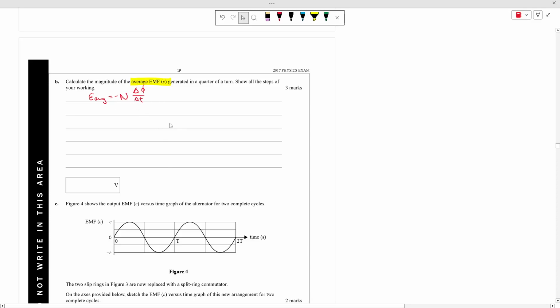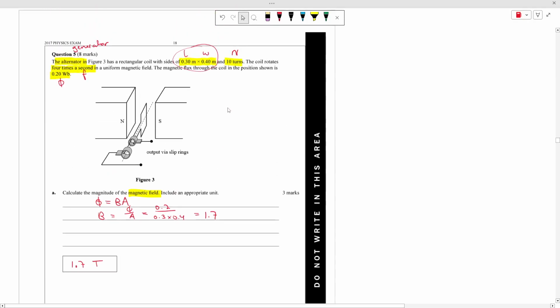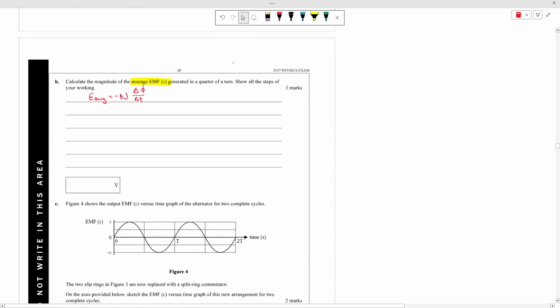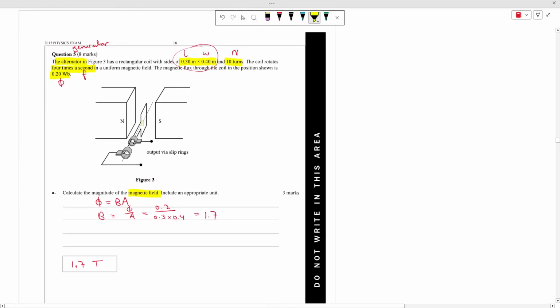All right, going back up to our data, we've got N equals 10 turns, so I can put that in straight away. The change in flux, now it says calculate the average EMF generated in a quarter of a turn. So if we look at our picture, right now it's starting at a maximum flux, but then it's going to turn and it's going to now look like that. So now the flux goes to 0. So in a quarter turn, the change in flux is just the maximum flux, because you're going from a maximum flux to 0. So the change in flux is 0.2.